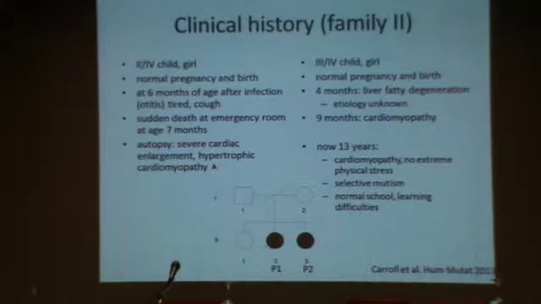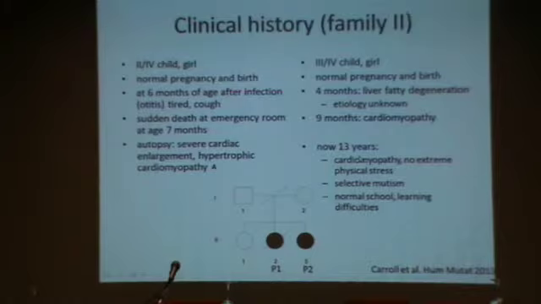Three slides of another family. There were also two diseased children. The first one also had a normal pregnancy and birth as the previous one, and then got an infection and suddenly started to develop this cardiomyopathy, and unfortunately then died very quickly at the emergency. Whereas when the sister was born, they were following her very carefully, and they noticed already early that there was some trouble with the liver, and they also noticed the cardiomyopathy.